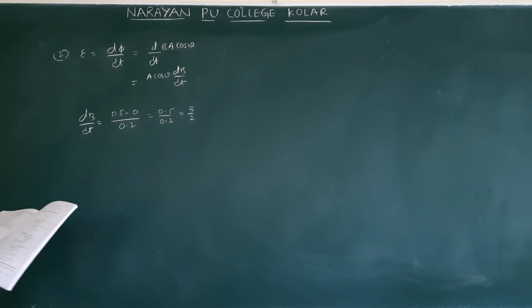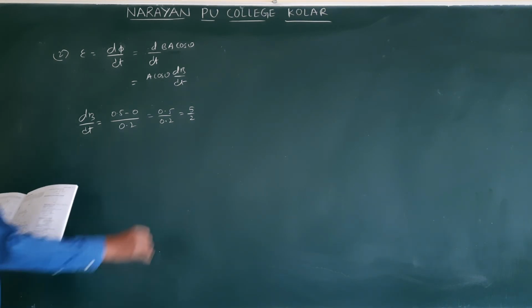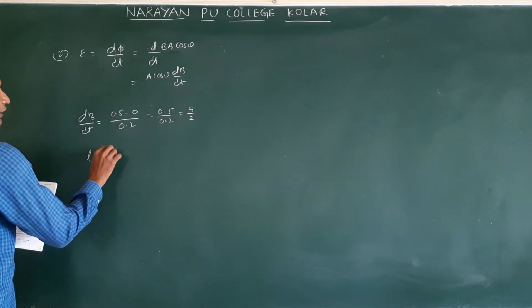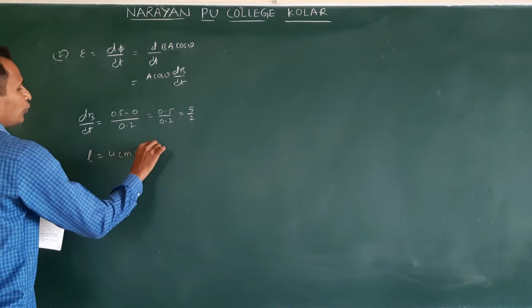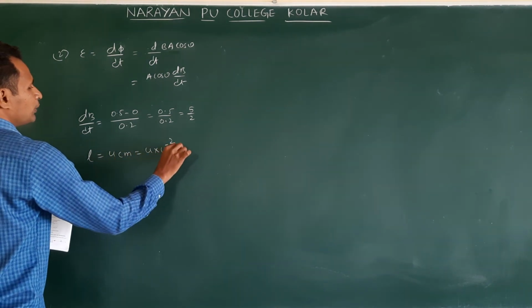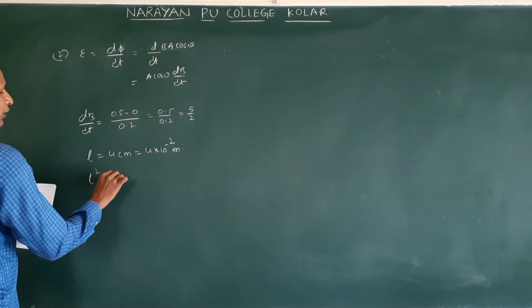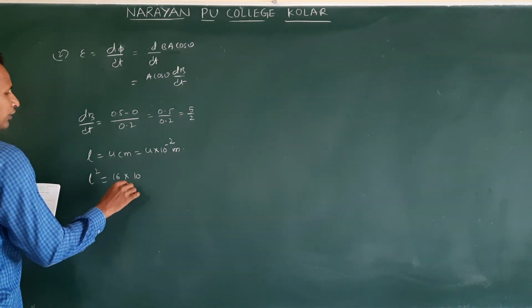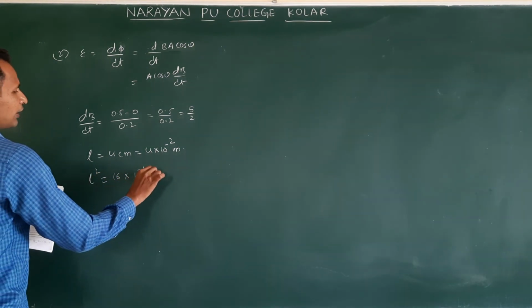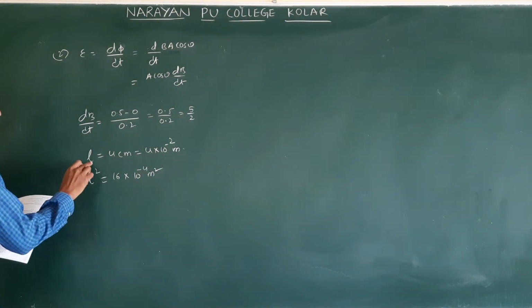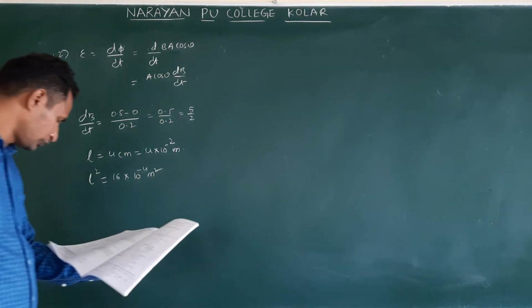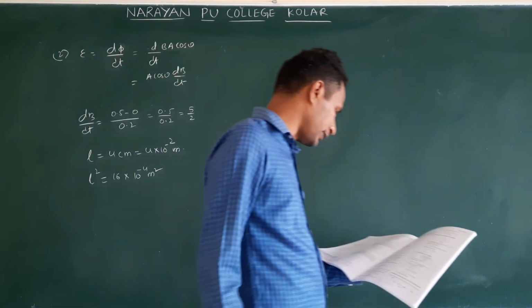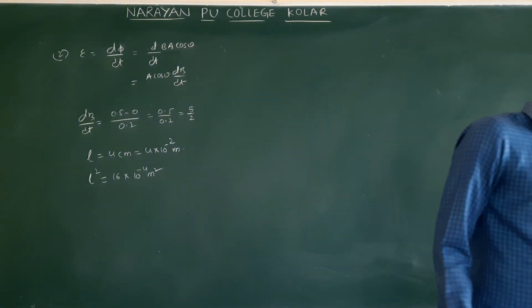A is given, area not mentioned, length given. What did they give? 4 centimeters. So 4 into 10 power minus 2 meter. So L square will be 16 into 10 power minus 4 meter square. Area of the square is L square. Clear? Length given, so you substitute, you get the answer. Next, third one.